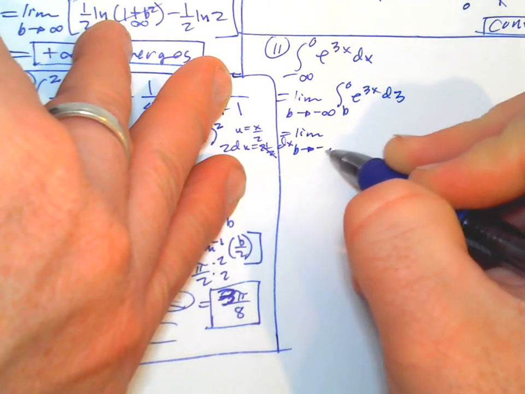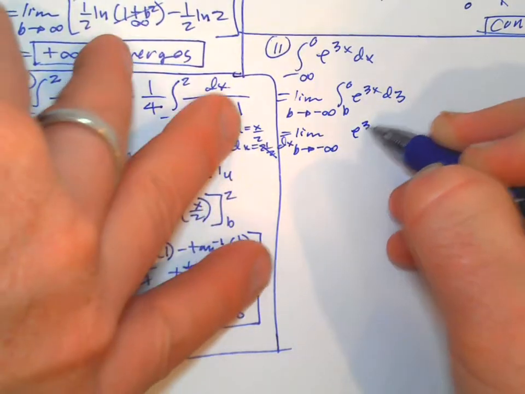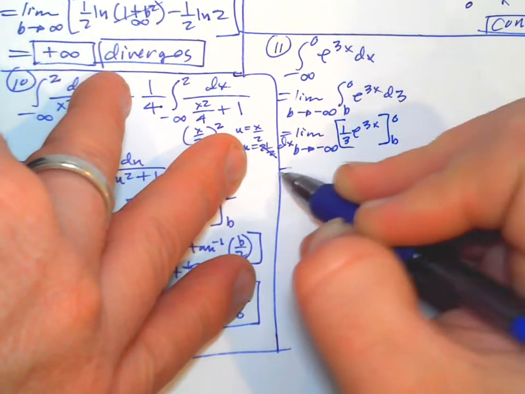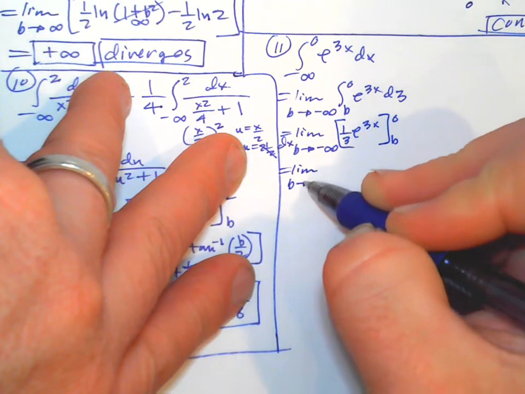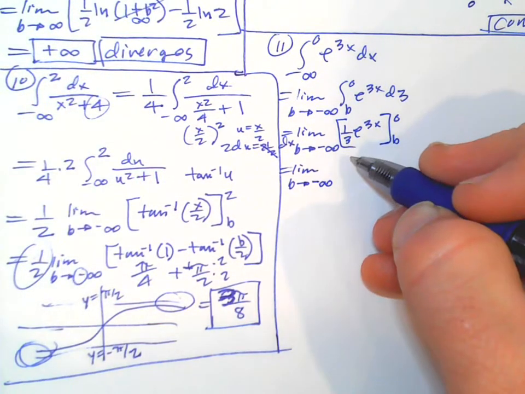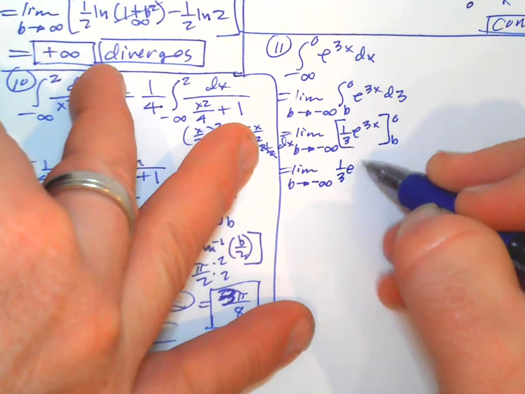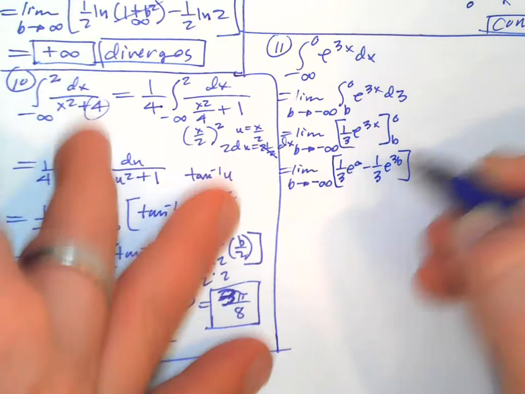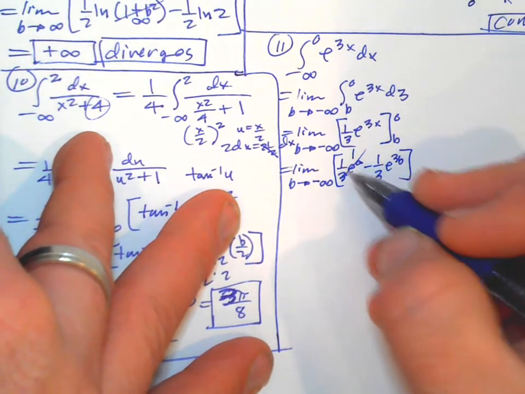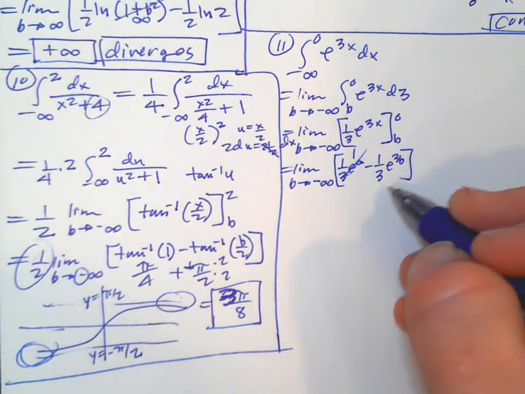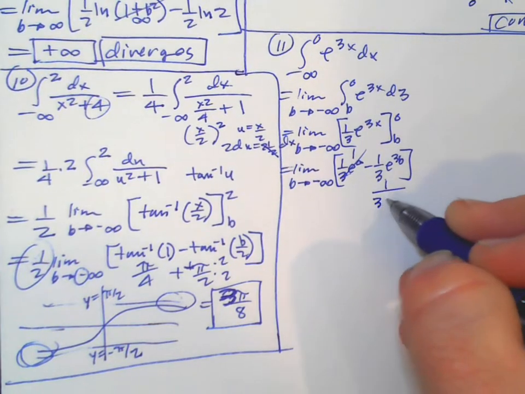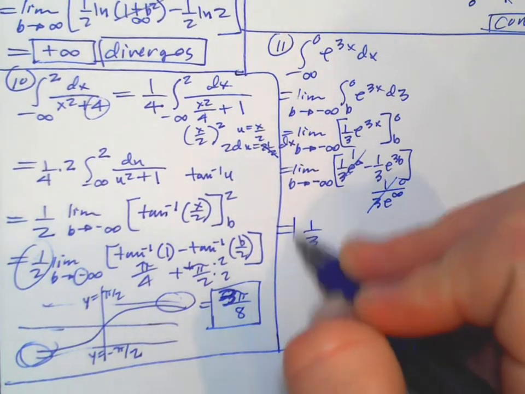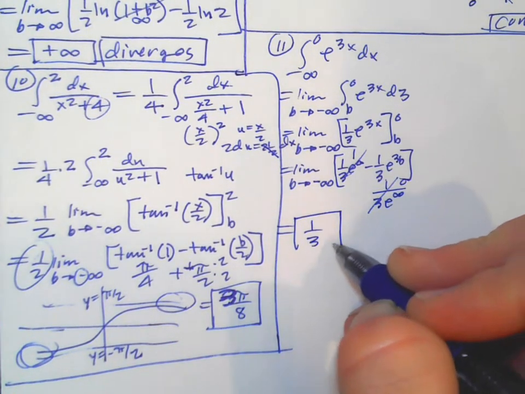And so we're going to integrate. It's going to be e to the 3x with a 1/3. So it's going to be 1/3 e to the 0 minus 1/3 e to the 3b. Now that's going to be a 1. That's going to be 1/3. Now as b goes to negative infinity, that's the same thing as 1/3 e to the negative infinity. So this goes to 0. So the answer is just going to be 1/3. It converges.